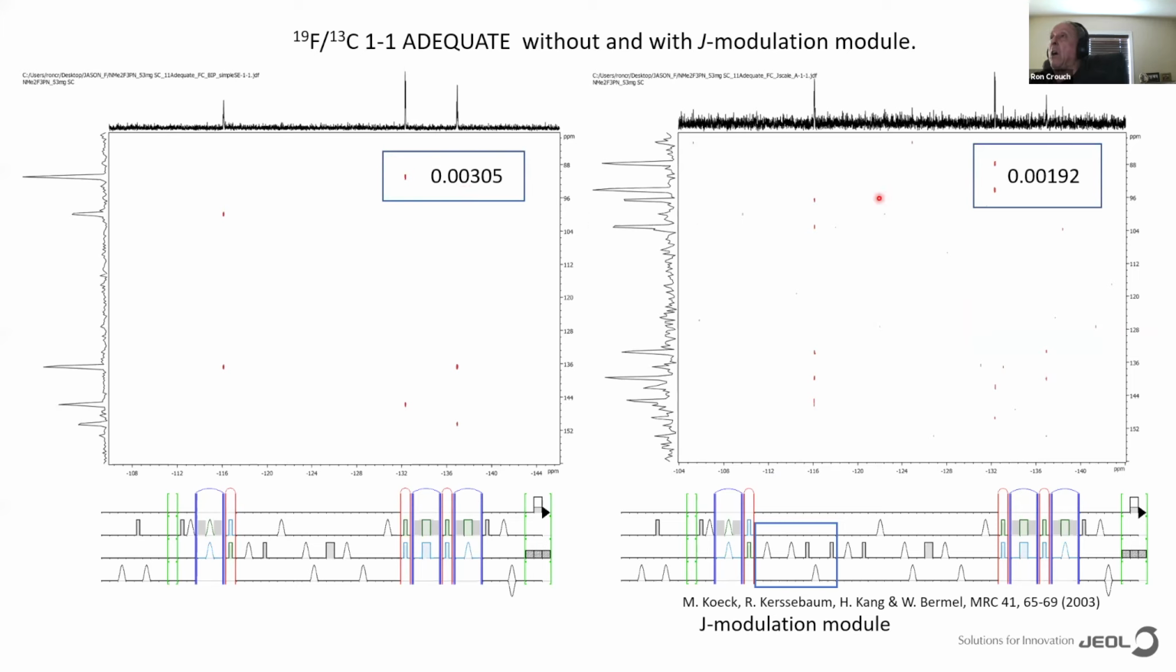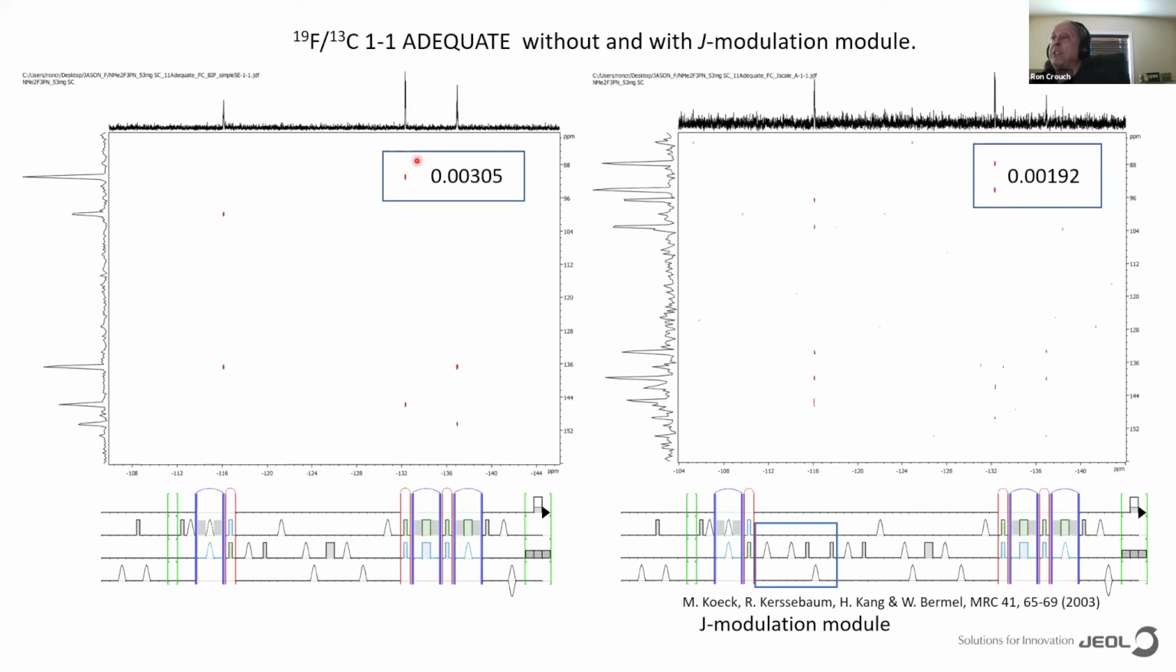Now, a nice technique for measuring J's from a really nice paper, Bermel and coworkers, back in 2003, is the idea of J modulation. So we can take any ADEQUATE experiment and we can drop this little module in there, okay, and turn it on and off with a flag. And what we end up doing is acquiring, in this case, a 1,1 ADEQUATE. But the difference is we've introduced sort of a pseudo second dimension where this is a coupling constant that could perhaps be scaled up 20 or 30 times the actual value. So I can measure those separations and get the 1-bond J out of it at the same time.